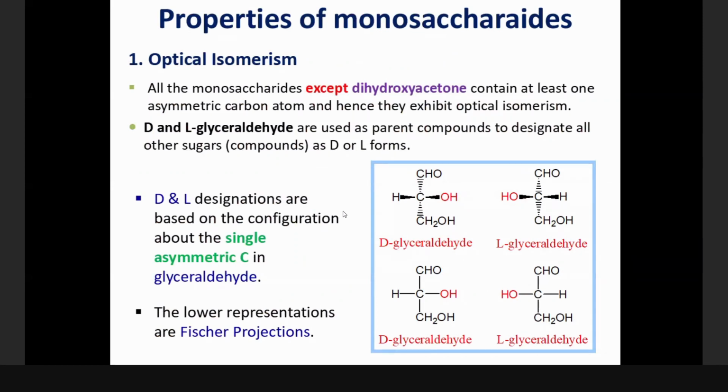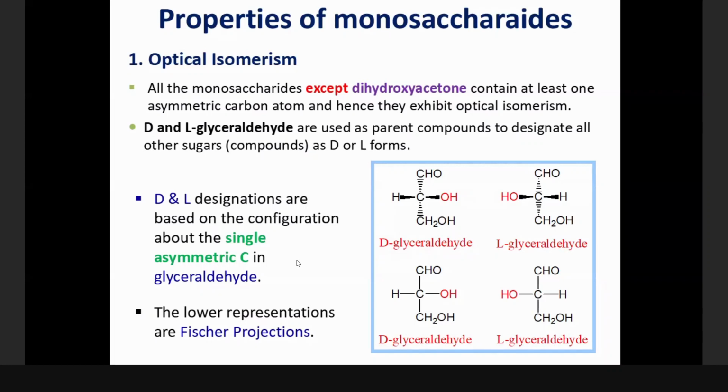The first property of monosaccharides is optical isomerism. All monosaccharides except dihydroxyacetone show this. What's the simplest ketose? The simplest ketose is dihydroxyacetone. The simplest aldose is glyceraldehyde. Now, all monosaccharides except dihydroxyacetone contain at least one asymmetric carbon, and can exhibit optical isomerism. Asymmetric carbon means a carbon which binds with 4 different atoms. For example, a carbon which binds with A, B, D, E is considered an asymmetric carbon or chiral carbon.